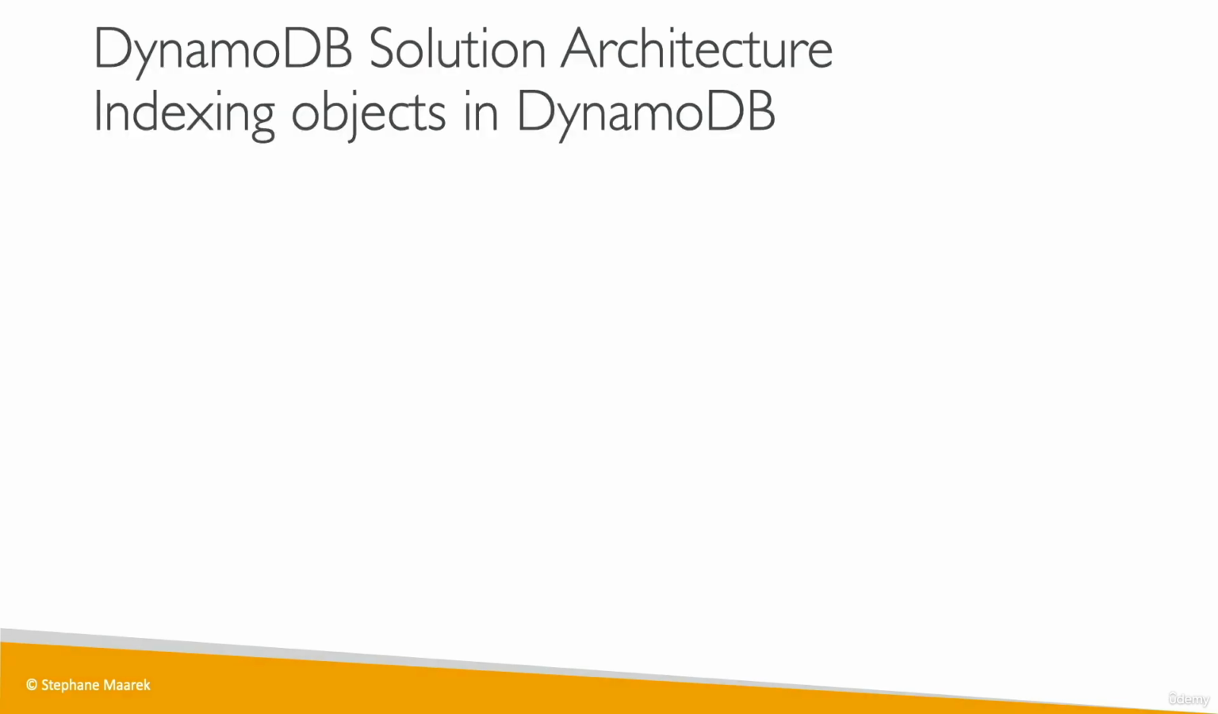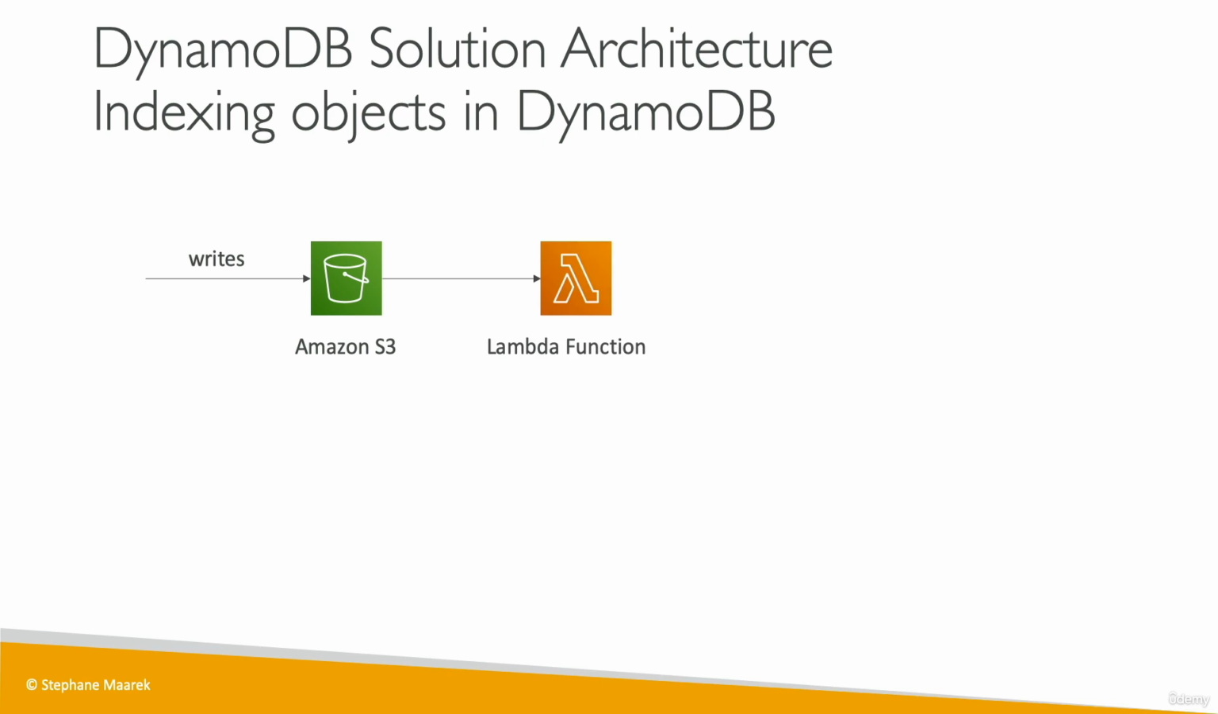So now let's get into solution architecture. We know that Amazon S3 is not a great way to search for objects because it doesn't have any indexing capabilities. And so what we want to do is store some metadata information into DynamoDB. So the way it works is that we will do writes to an Amazon S3 bucket to add objects or update objects. And we'll have a Lambda function being triggered by the S3 events.